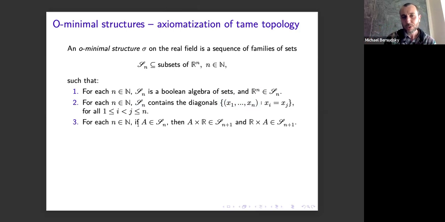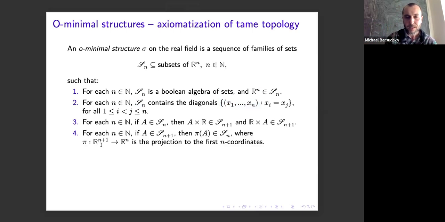Cross product. If we take A and cross product it with R, it gives us a set in a higher dimensional script S. This is a very important one. Projection: if you have a set in n+1 dimensions, and you project to the first n coordinates, then it also has to be there in this collection.